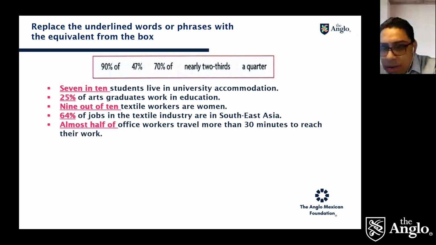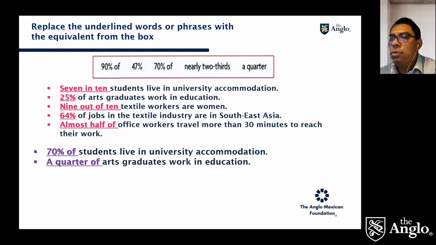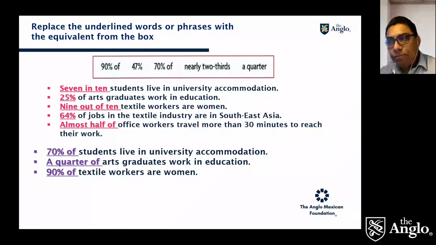Yes, Gerardo, Rebecca, Victoria, Sally, Ilda, all of you are correct. Yes, 70% of students live in university accommodation. Okay, so this is also another way. So 7 in 10 or 70%. Then 25%, yes, correct, a quarter, okay, a quarter of arts graduates, fantastic. 9 out of 10, similar to the first one. 9 out of 10, totally 90%, Priscilla, thank you.